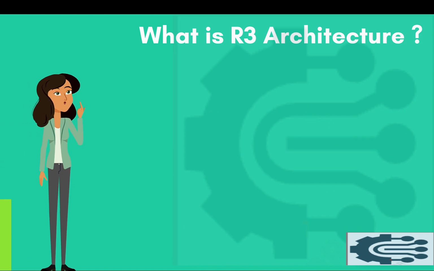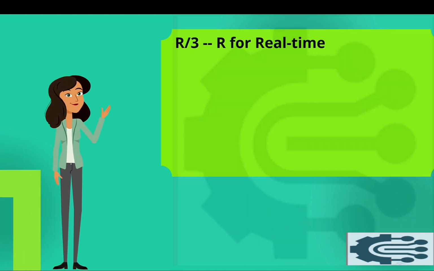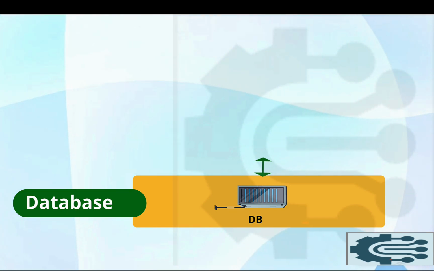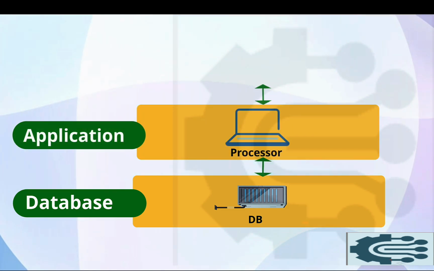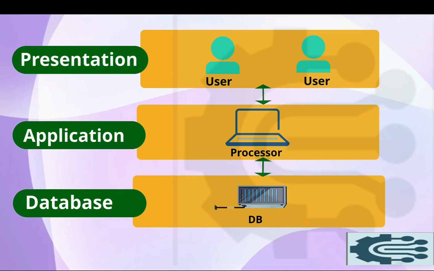What is R3 architecture? SAP System uses a three-tier architecture, which separates the presentation layer, application layer, and database layer into different physical components, making it easier to maintain and scale the system. This architecture also provides a high level of security, as each layer is protected and the data is only accessible through the application layer.